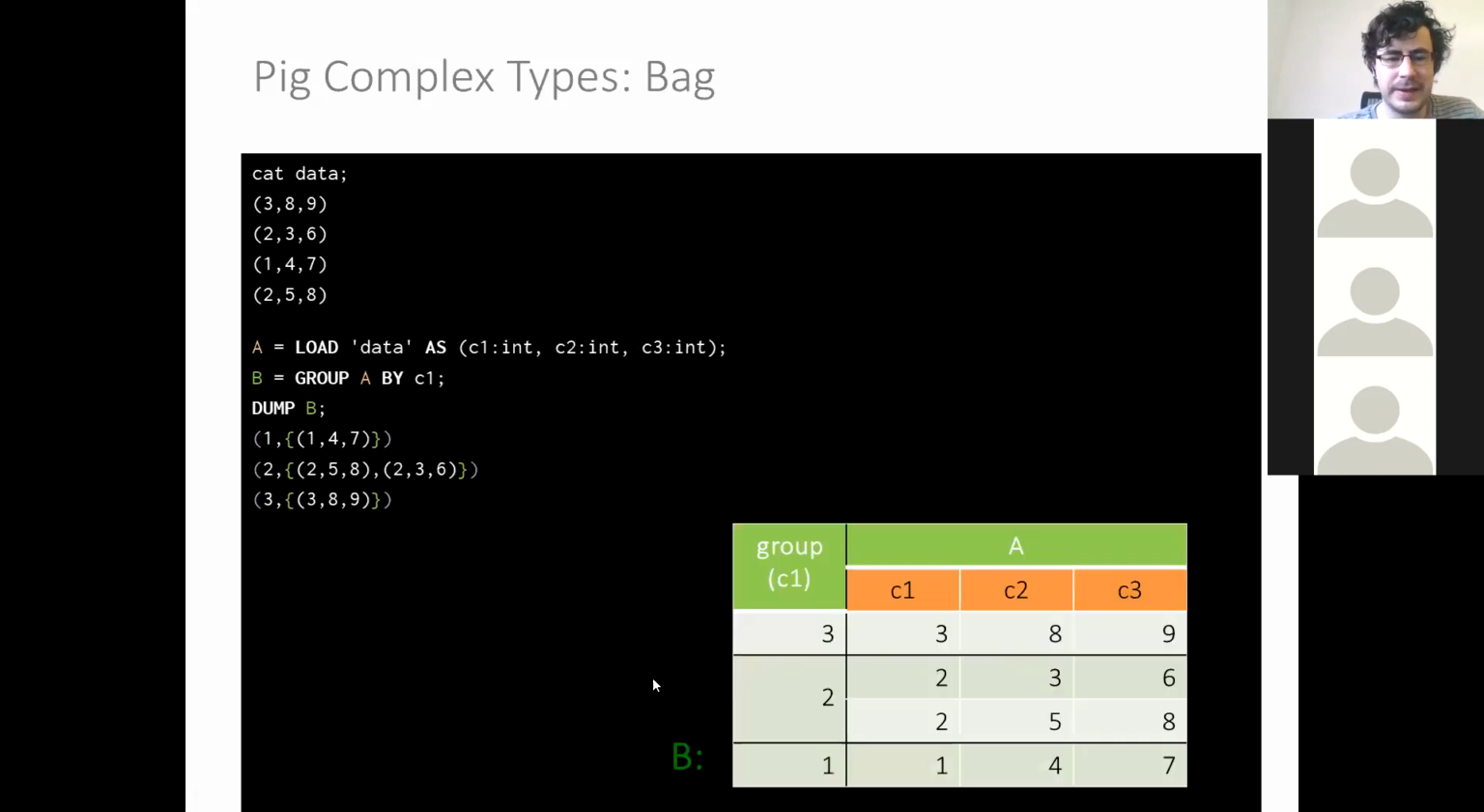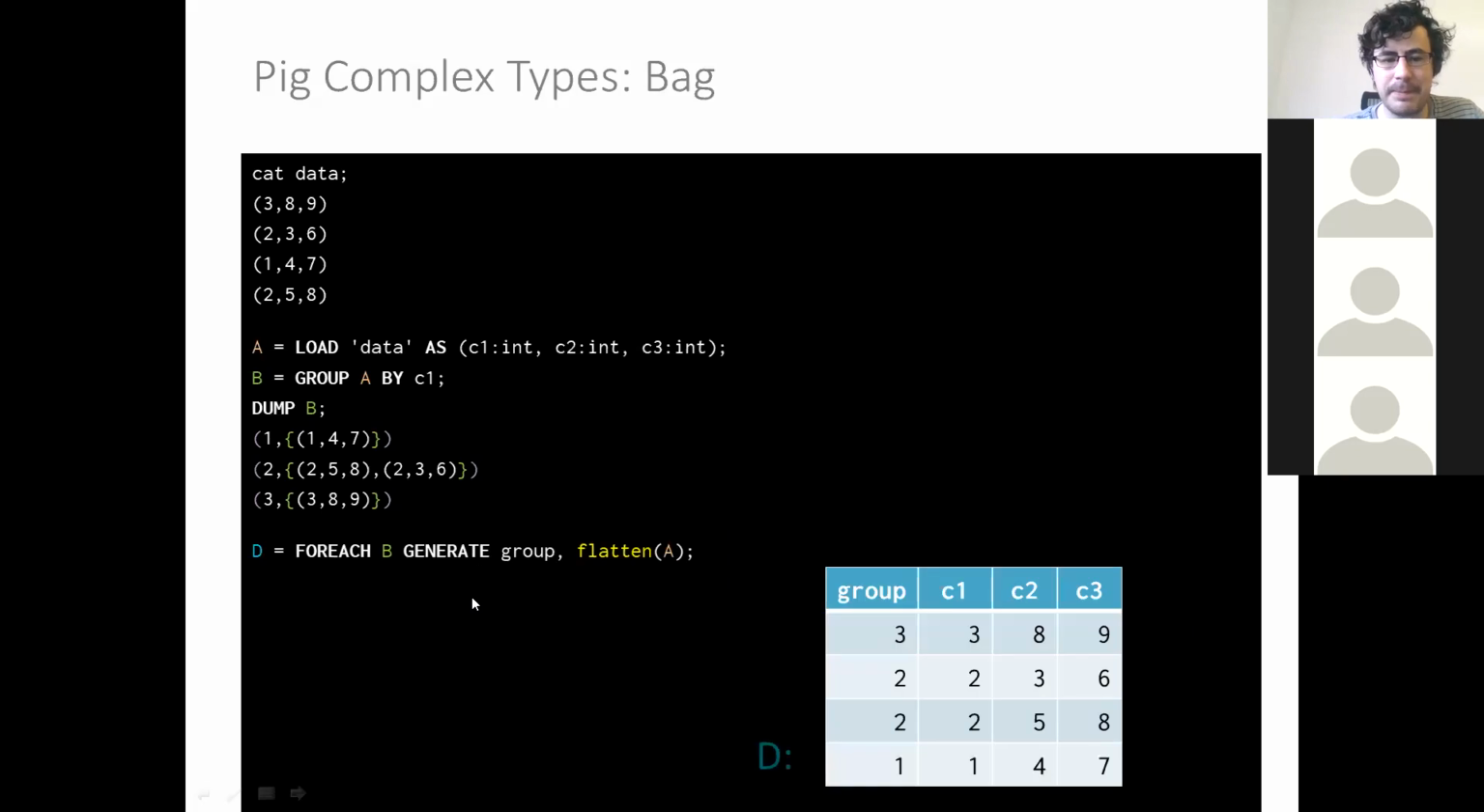So what we can do in that case is generate the group. This is a special name that's generated for the key of the group. And then we can just project as well, flatten A. So in this case, what we'll get back will be a relation with 4 columns, including a column for the group and 3 columns for the elements of the tuple. So we'll get back 4 rows in this case. So it's sort of like a roundabout way of copying the C1 column into another column called group.